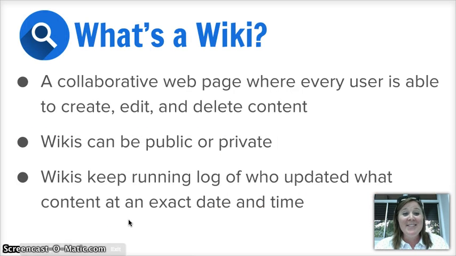To summarize what a wiki is, basically it's a collaborative web page. So anyone who has access to the wiki, they can create pages, they can edit, and they can add and delete content. A wiki can be set up in two ways. It can either be public or private. A public wiki would be something like Wikipedia. Anyone in the world can go and edit Wikipedia.